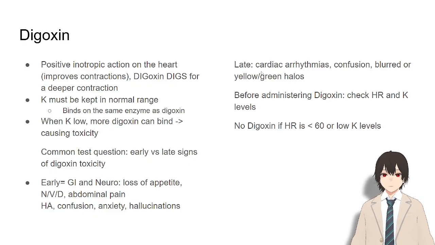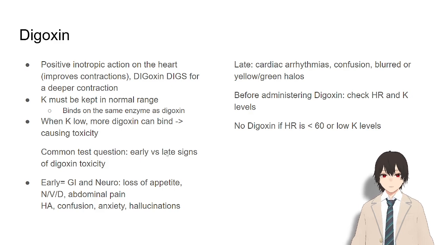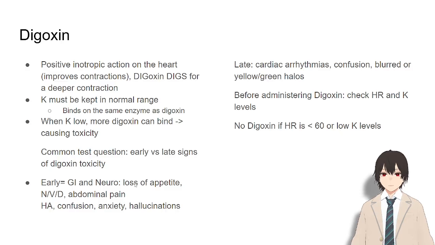Now, if the question just asks you what is a sign of digoxin toxicity and it doesn't specify early versus late, and the answer choice says yellow-green halos or blurred vision, you can pretty much confidently pick that, okay? But if you read the question carefully and they distinguish between early versus late signs, then you might need to remember the early signs, such as the very vague GI symptoms and a little bit of neuro, okay? Mainly it's the GI symptoms that they will test you on.